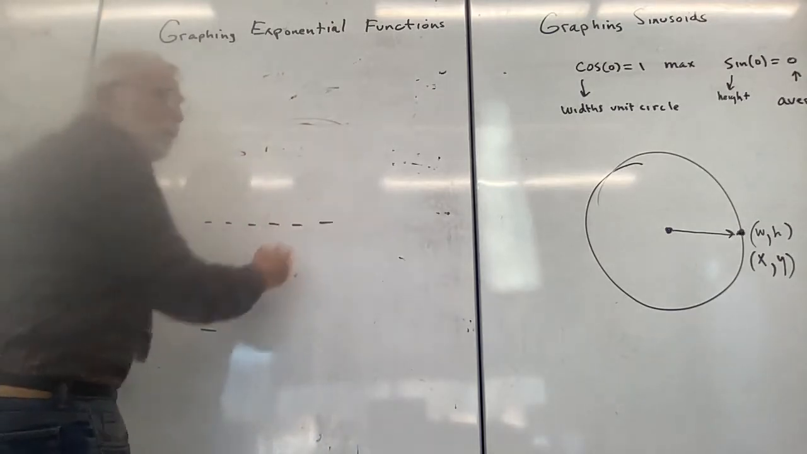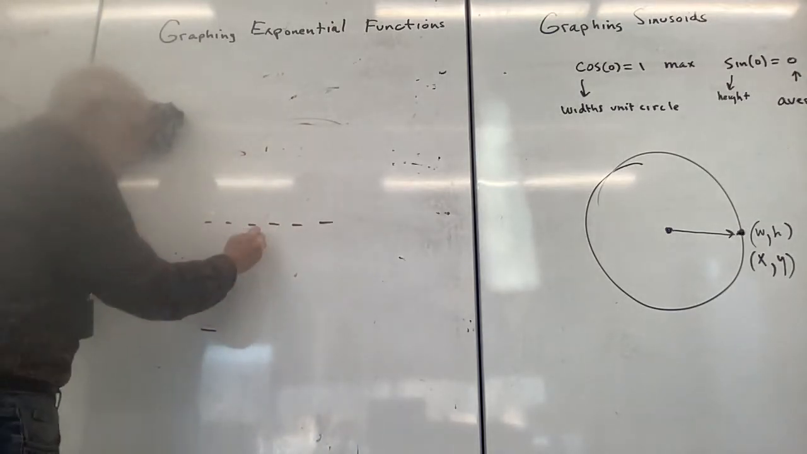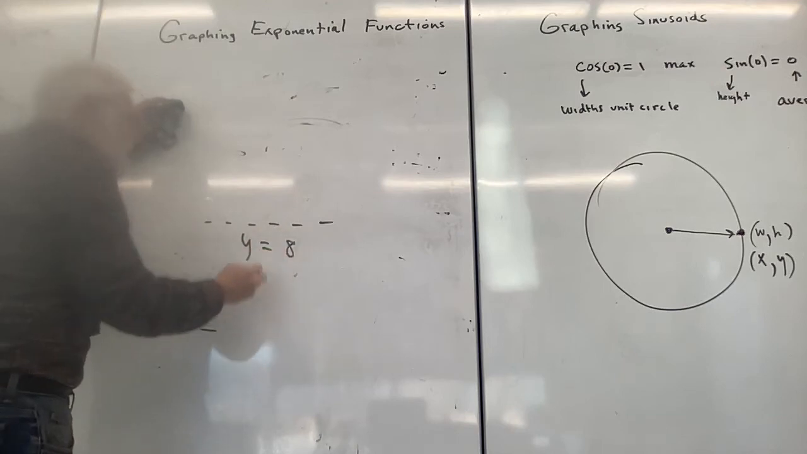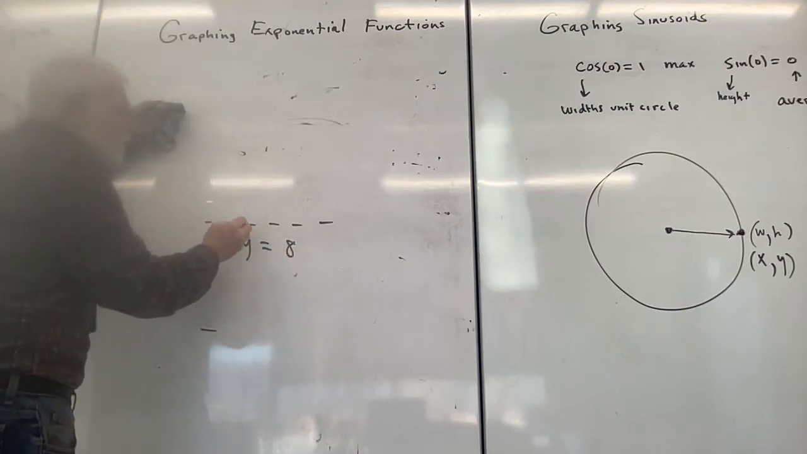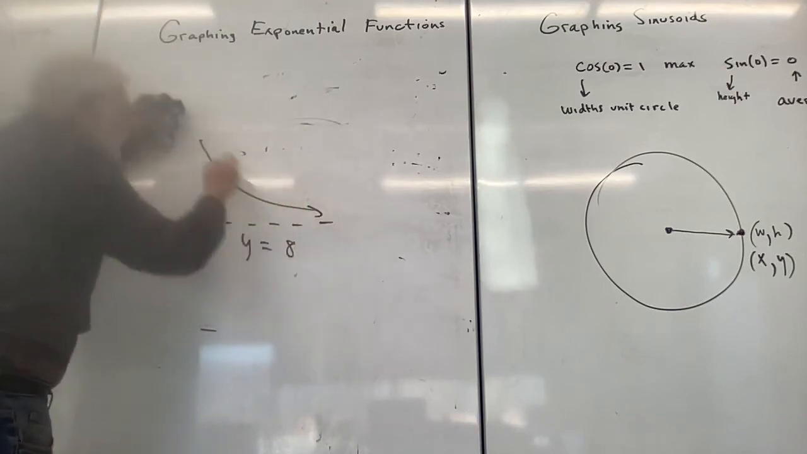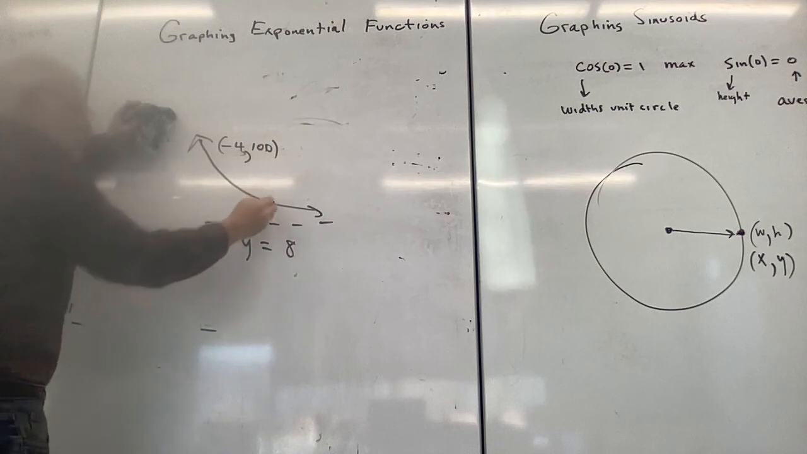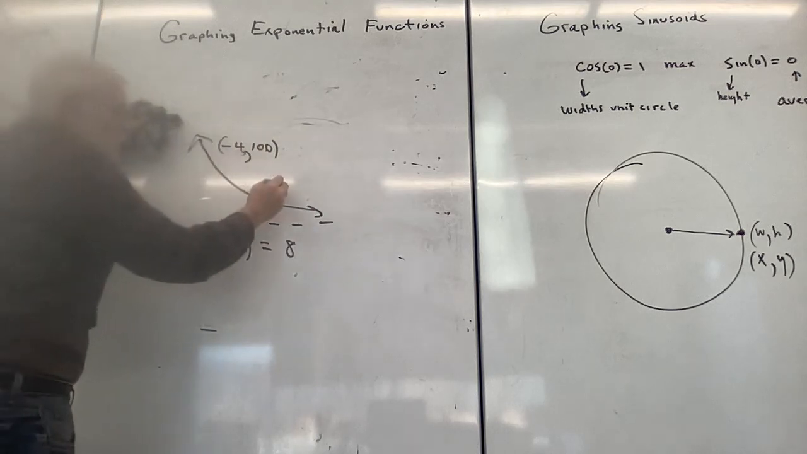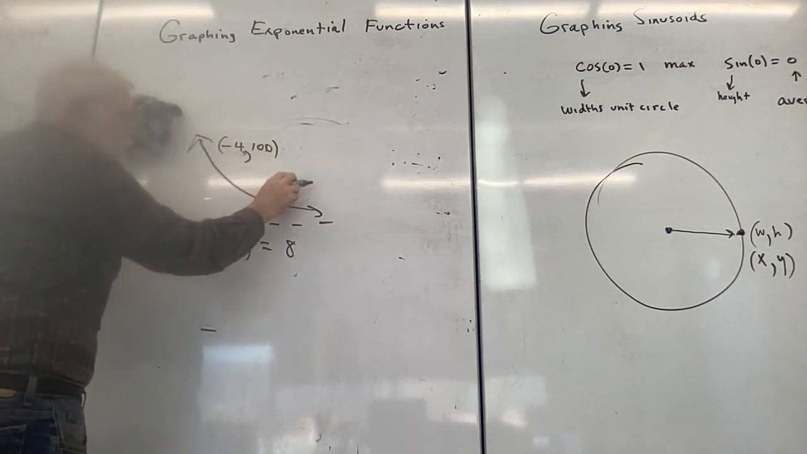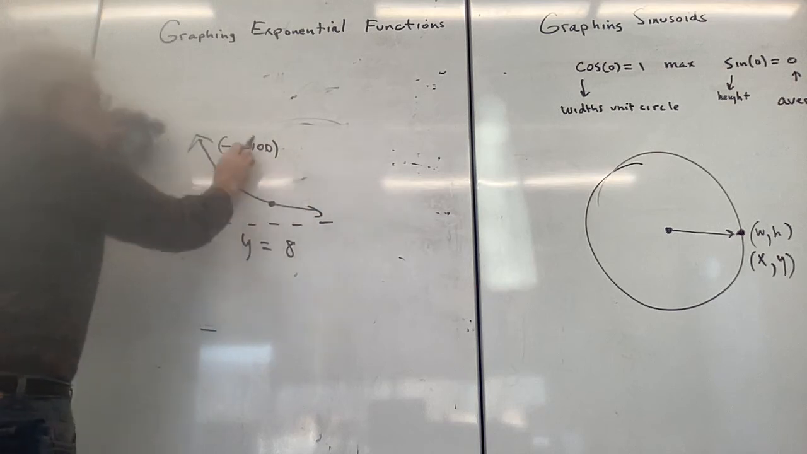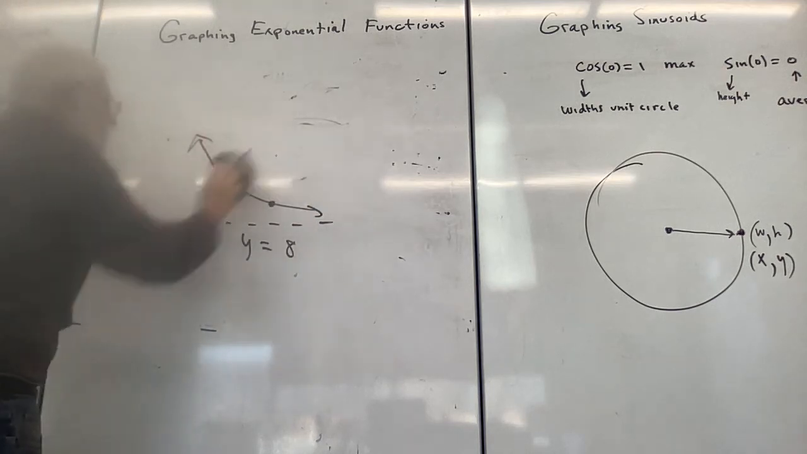Then I'm going to go with the sinusoid. Let's go y equals 8. Exponential growth was the last one. Let's do decay again. Let's call this -4. Let's go up to 100. Let's go down here to 660. Let's use some numbers, because exponential functions usually go with numbers.